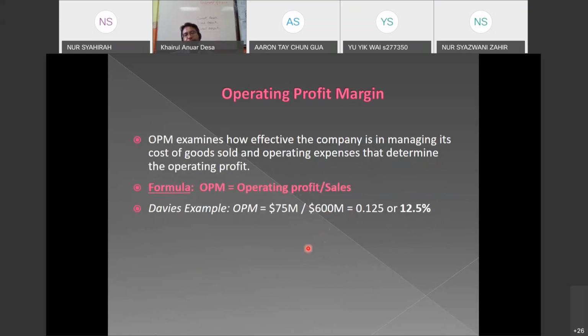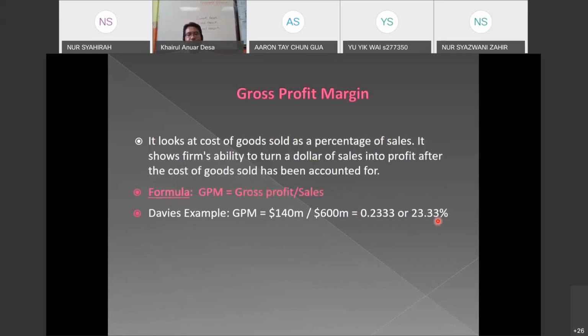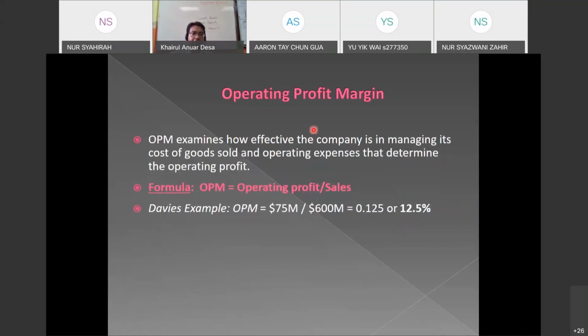Okay, the result just now is 23.33%. And then after we compare with operating profit margin, the result dropped only 12.5% instead of 23.33% just now. Okay, in the operating profit margin. What is the operating profit margin? OPM or operating profit margin examine how effective the company manage their cost of goods sold and operating expenses that determine the operating profits.